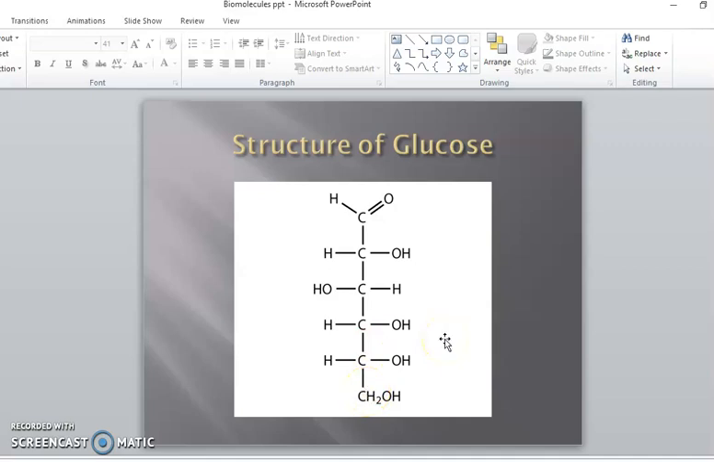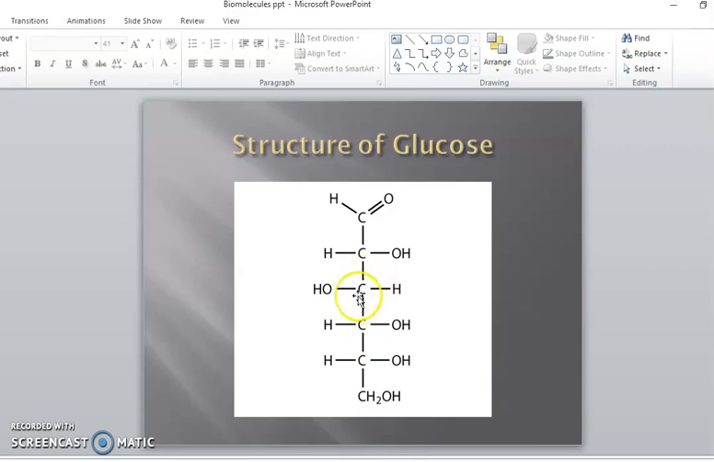Now, carbons 2, 3, 4, 5 are chiral centers. On one side you have OH, on the other side you have H. You can see from 2 to 5 they are chiral centers. And at the bottom on the 6th carbon you have CH2OH. Now you can remember the structure easily. From 2 to 5 are chiral centers, and on either side you have OH and H.